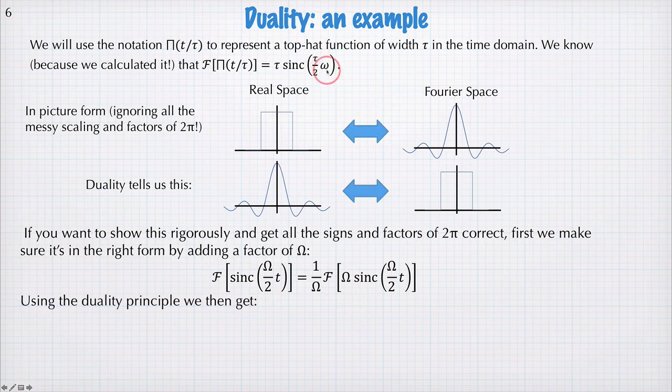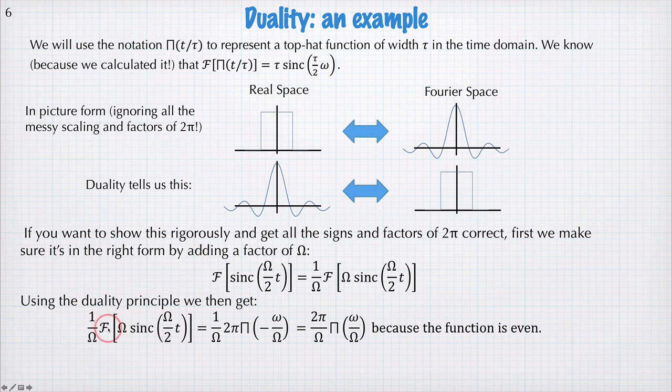So using the duality principle, we get that the Fourier transform of this must be 1 on omega times 2 pi times top hat of negative omega on big omega, which we can simplify a little because this function is even, so the minus sign here has no effect. It's a top hat function, because we know it has to be a top hat function, but now I've got the factor of 2 pi correct as well.